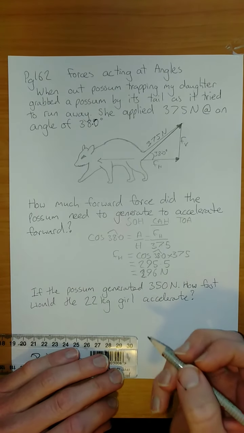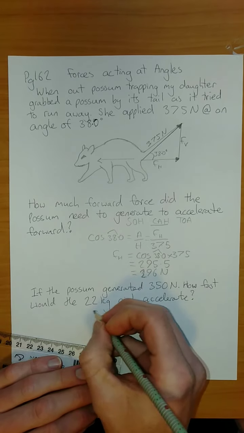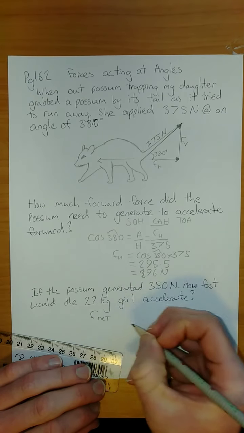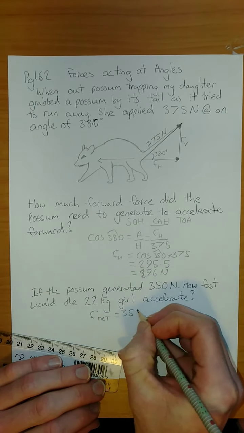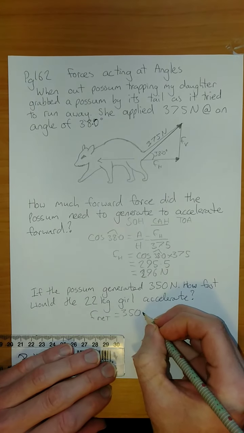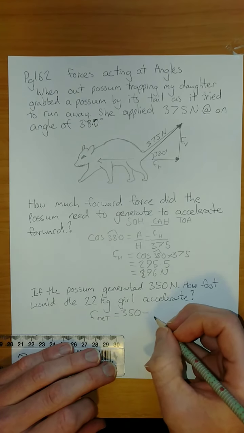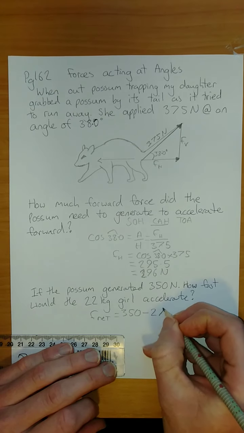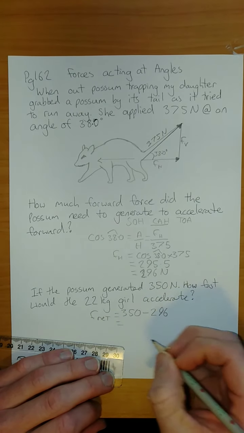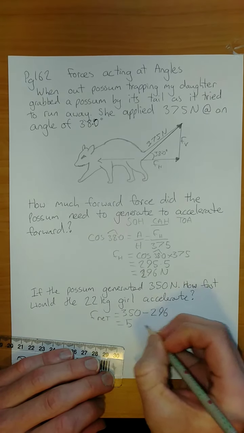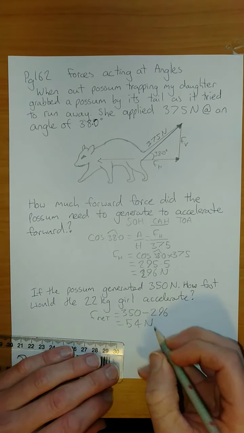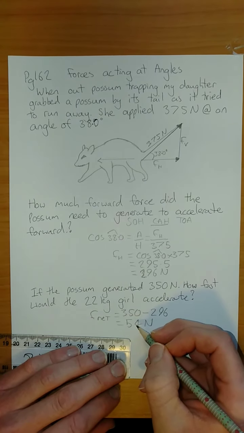So we've got to find what the net force is first. So net force is going to equal 350, which is the force generated by the possum, minus the force generated by my daughter. So minus 296. And that gives us an answer of 54 newtons. So that's the unbalanced force in this case.